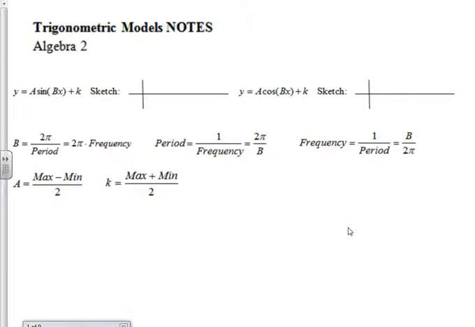The trigonometric models is a worksheet that has all notes, and then it's going to be followed up with a practice worksheet that you're going to do on your own. So take good notes here. These are not exactly easy.